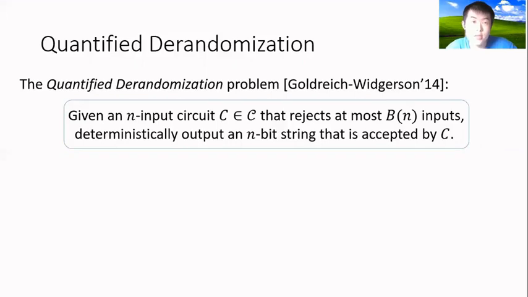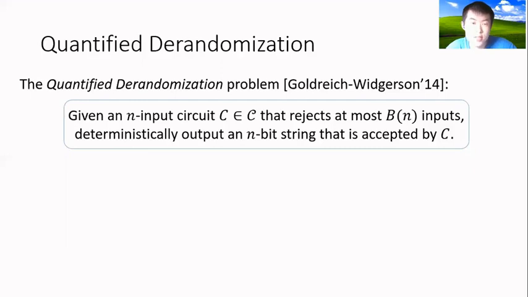Next, we consider the quantified derandomization problem, first introduced by Goldreich and Wigderson. In this problem, we are given a circuit, and we are guaranteed that this circuit accepts most of the input strings. It only rejects at most B(n) of the inputs, where B(n) is a very small parameter. And we want to deterministically find an input string that is accepted by this circuit. And our algorithm should run faster than exhaustive search.